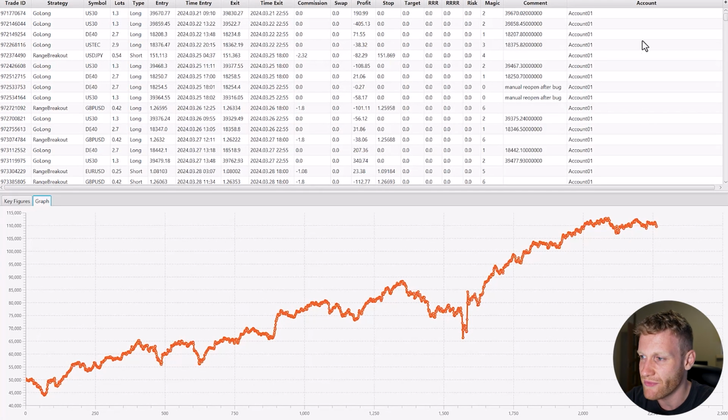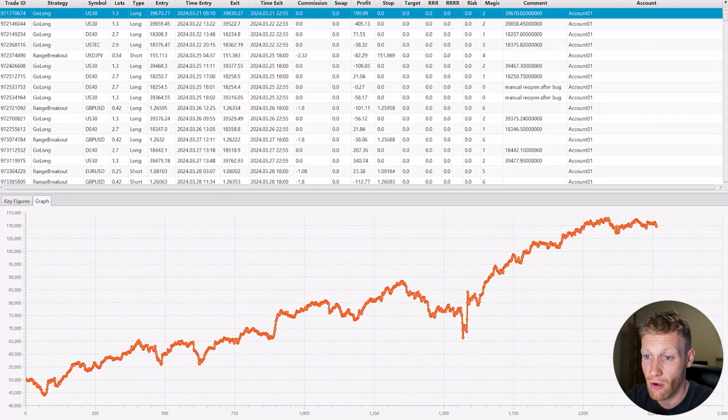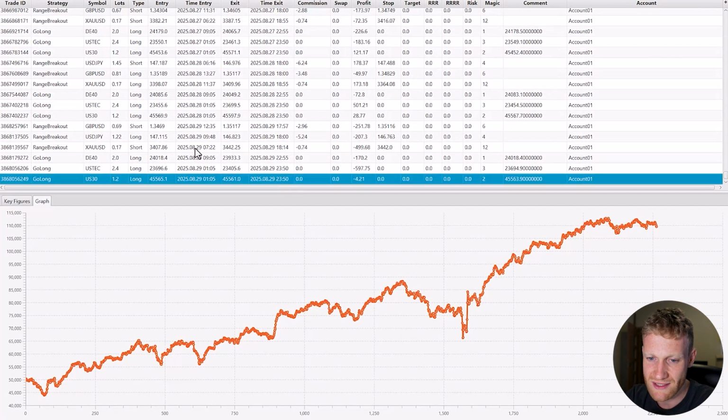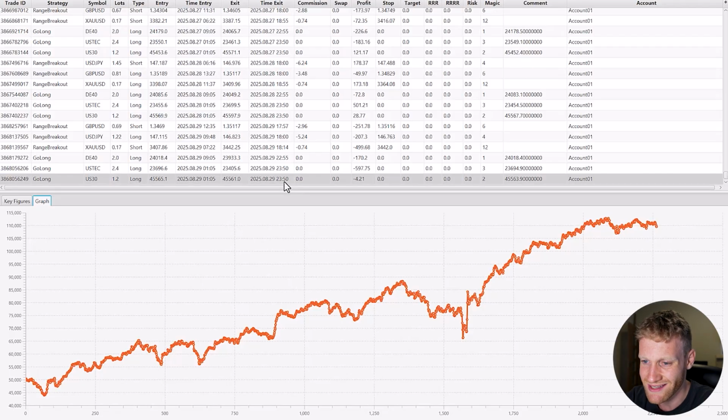So I already updated my trade buddy, so you can see I have all of the trades from end March 2024. This is when I started the account up until the current point in time. So last trade was 29th of August 2025. So this is the last trading day in this month. We can see the performance here, and if we just have a look at the performance graph, we can see everything still in a very good spot here, a very good situation.